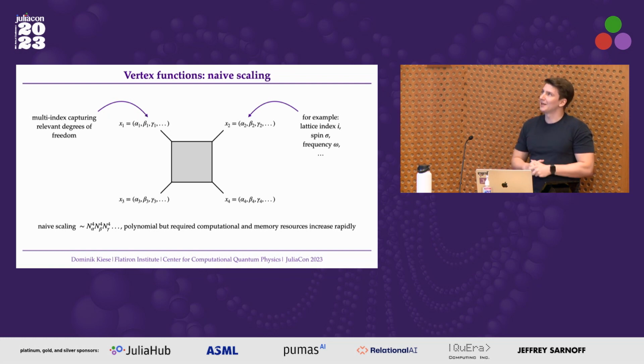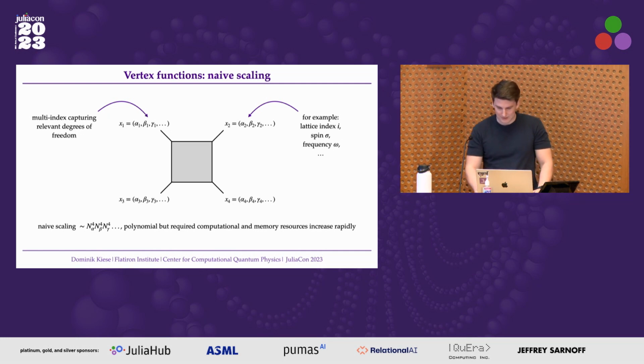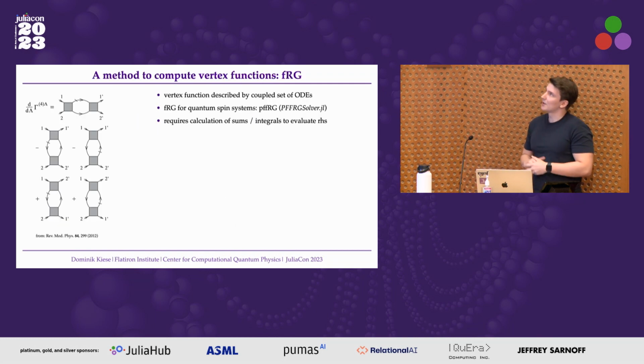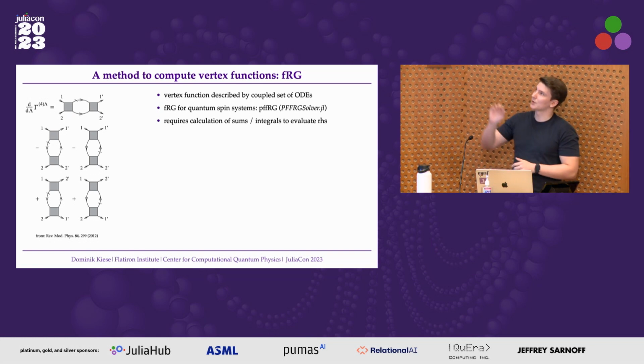So in most applications, we are actually restricted to computing these 4-point functions and not even higher order vertices. Before I show you some improved scaling, including the symmetries of a Hamiltonian, I first want to talk quickly about a method which we use to compute these functions, which is called functional RG. The details of that method are not important. The interesting part of this is that the vertex function is computed by solving a system of coupled ordinary differential equations, as shown here on the left.